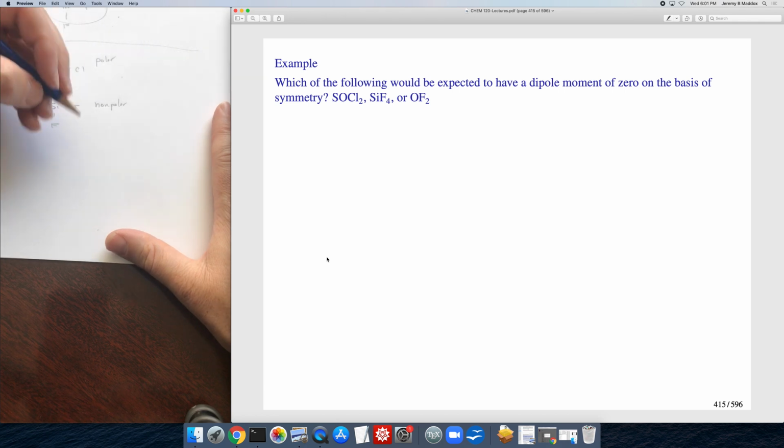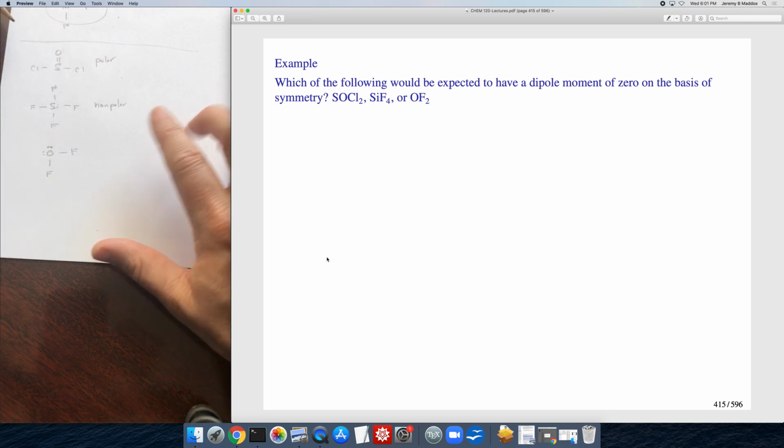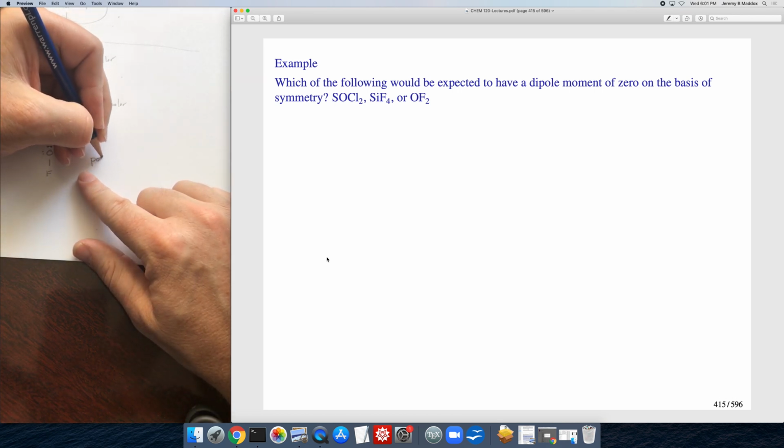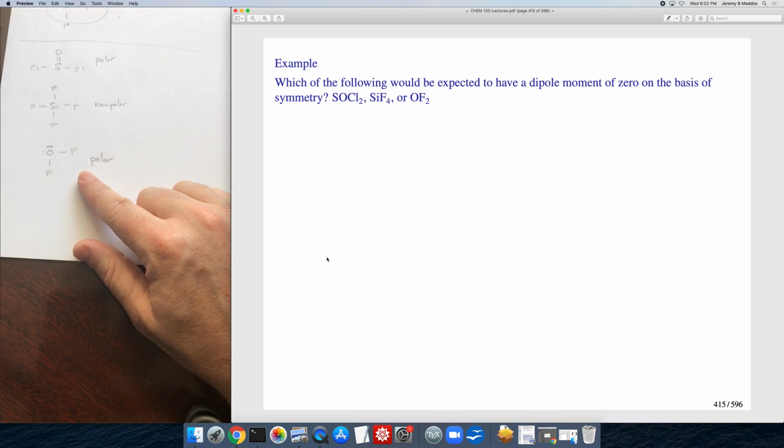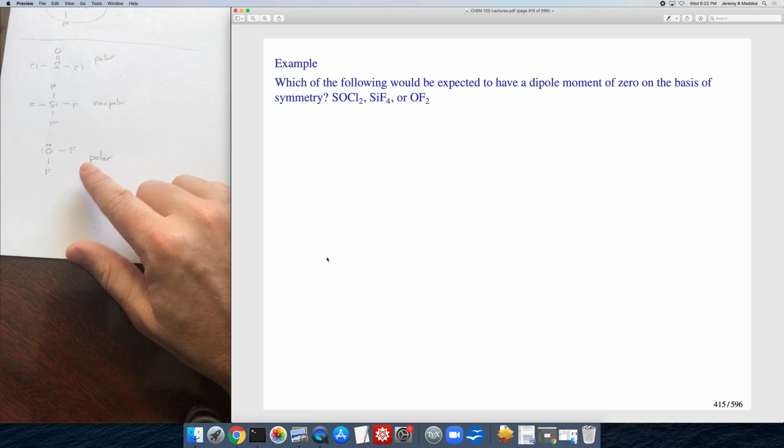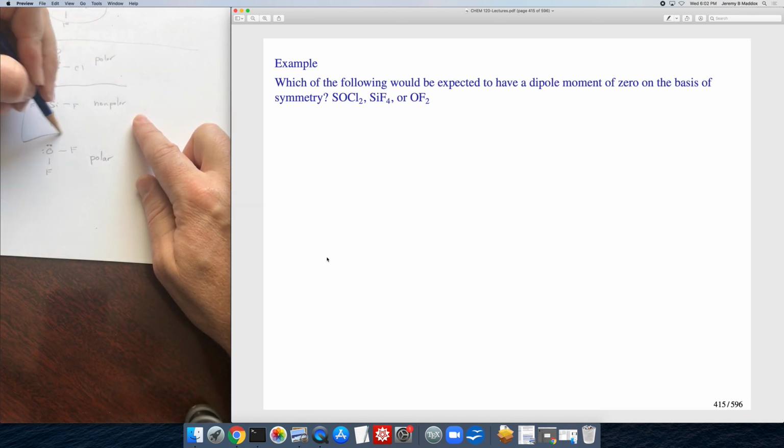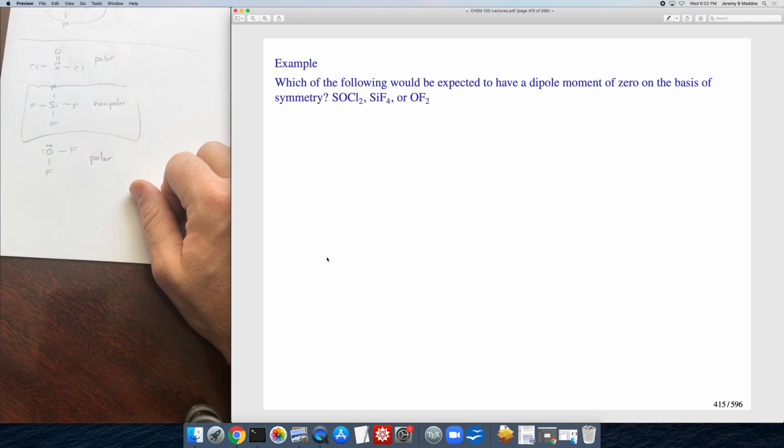And then for the OF2, you're going to wind up with a Lewis structure that looks like that about the oxygen. Much like water, the fluorines would also have lone pairs on them. This is going to be a bent structure. It's going to be polar. So for the problem, which one would have a dipole moment of 0? The nonpolar one. So this is the correct answer for this problem.